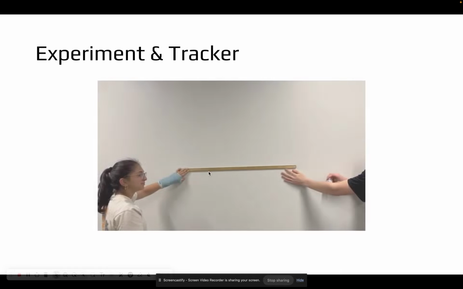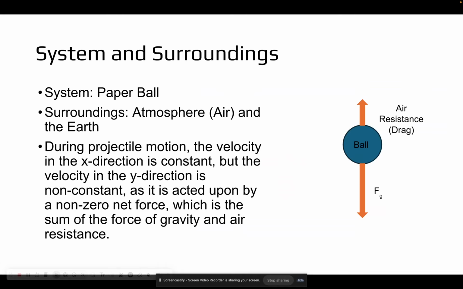So here's our experiment. Our system is the paper ball, whereas our surroundings are the atmosphere, which is the air, and then the earth. During projectile motion, the velocity in the x direction is constant, but the velocity in the y direction is non-constant, as it is acted upon by a non-zero net force, which is the sum of gravity and air resistance.